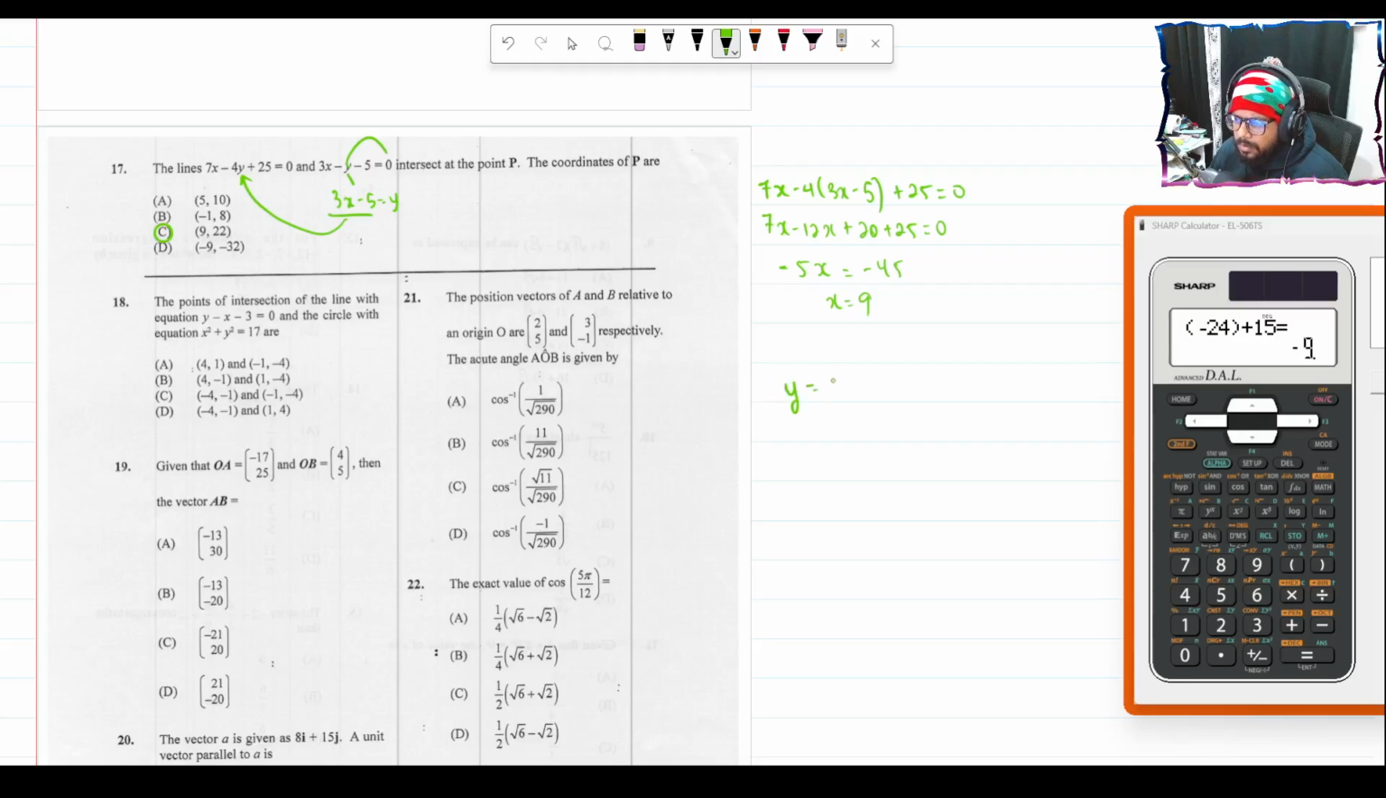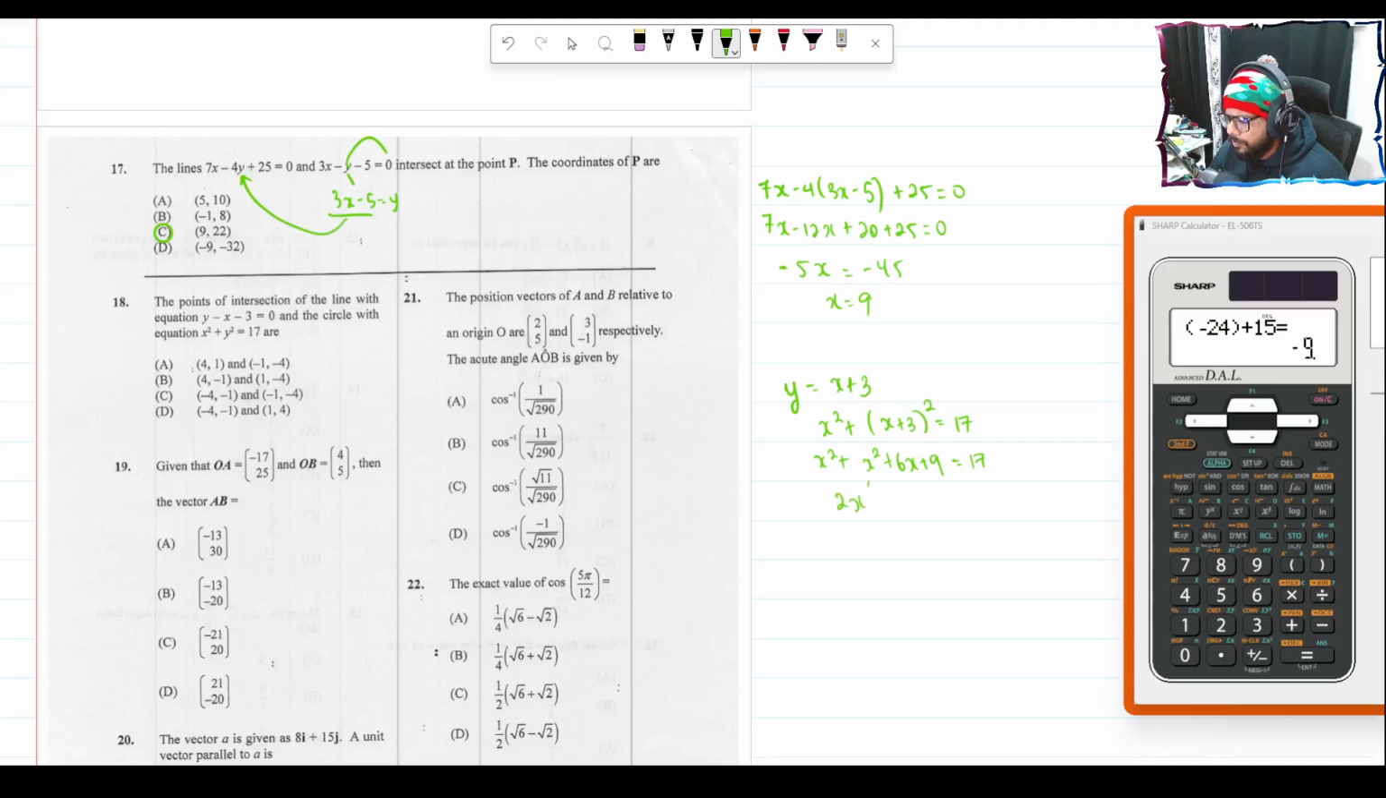Y is equal to x plus 3. Plug that into my equation, x squared plus y squared, which is x plus 3 squared is equal to 17. And please, don't just write x squared plus 9. Please don't do that. Don't embarrass yourself. There's x squared plus 6x plus 9 is 17.